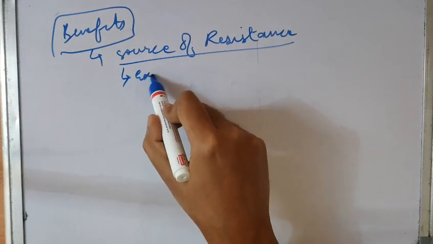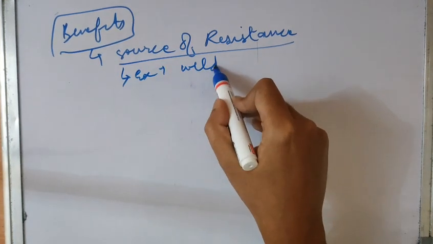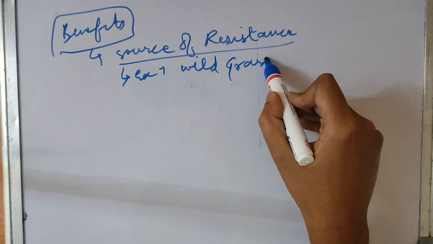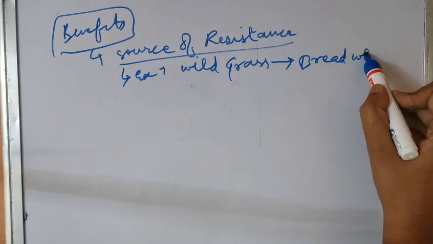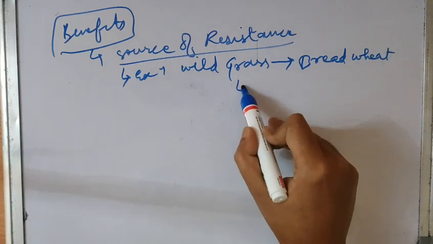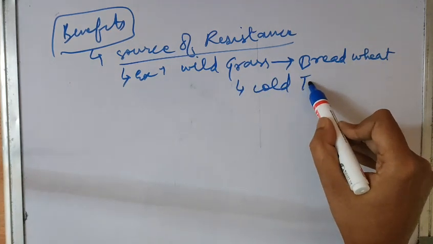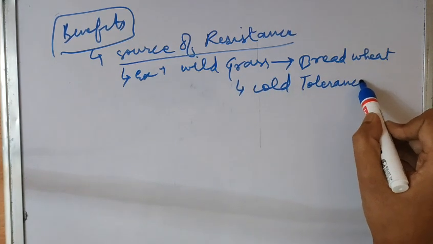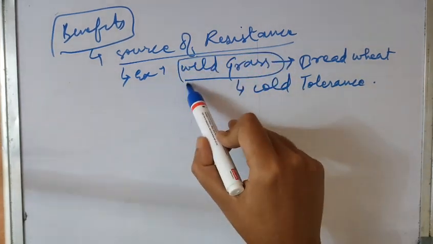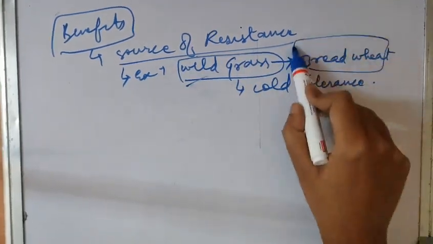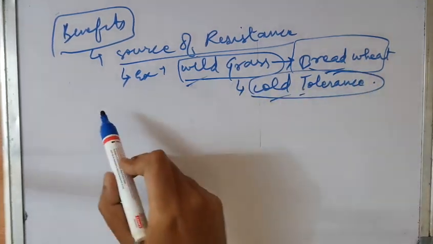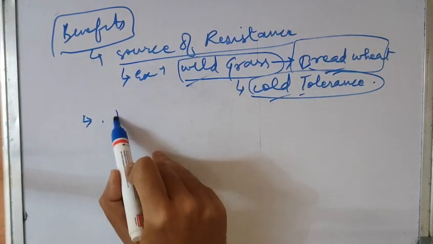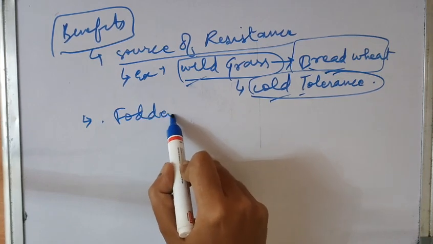For example, you can write wild grass has conferred resistance to bread wheat from cold weather, cold tolerance. So due to presence of wild grass in the fields, bread wheat can tolerate cold weathers. So that is why they are a source of resistance. The fodder value of wheat is high.